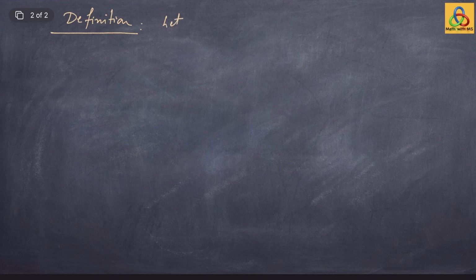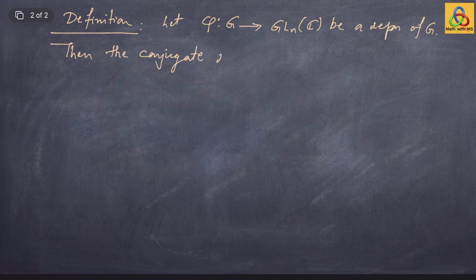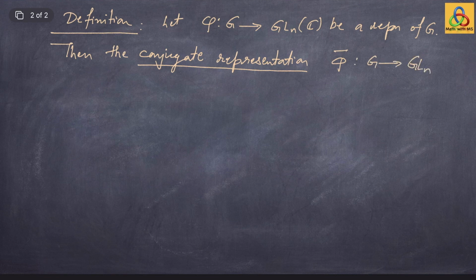Let phi from G to GL n C be a representation of the group G. The conjugate representation, which we denote by phi bar, from G again to GL n C, is defined as follows: phi bar will take a group element, look at the matrix that you associate to the group element g under the original representation phi, and take its complex conjugate.